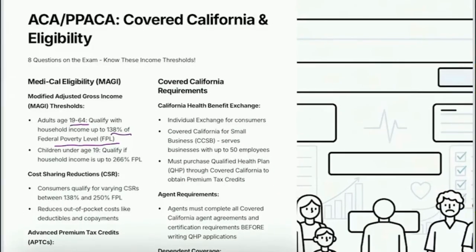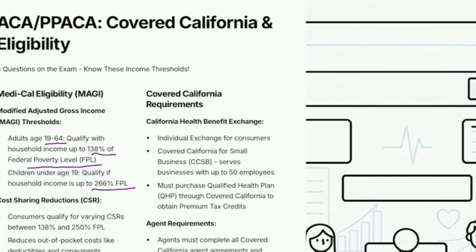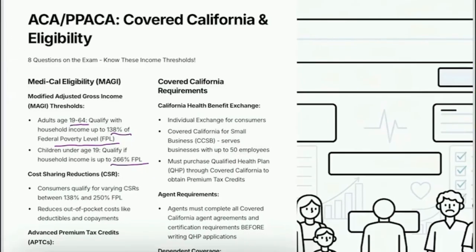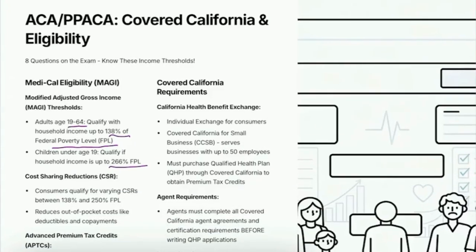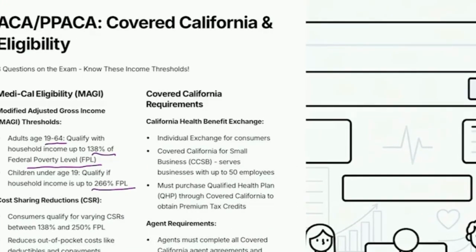Children under the age of 19 qualify if the household income is up to 266% of the federal poverty level. Cost sharing reductions, CSR. Consumers qualify for varying cost sharing reductions between 138% and 250% of the federal poverty level. And it reduces out-of-pocket costs like deductibles and co-payments. So this kind of limits where they can offer credits, right, to lower the cost of insurance through the affordable marketplace if you don't qualify completely for Medi-Cal, which is the Medicaid for California.